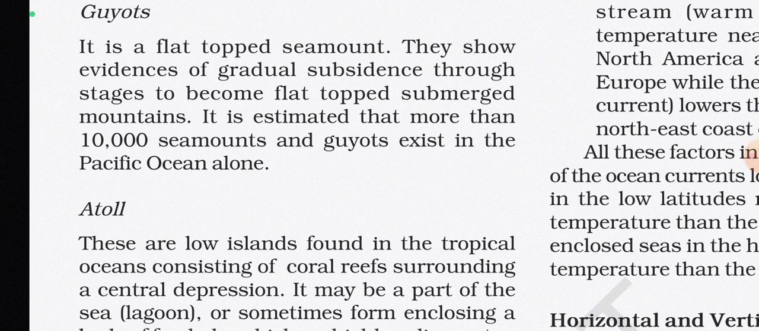Now guyots. A guyot is a flat-topped seamount. They show evidence of gradual subsidence through stages to become flat-topped submerged mountains. It is estimated that more than 10,000 seamounts and guyots exist in the Pacific Ocean alone.